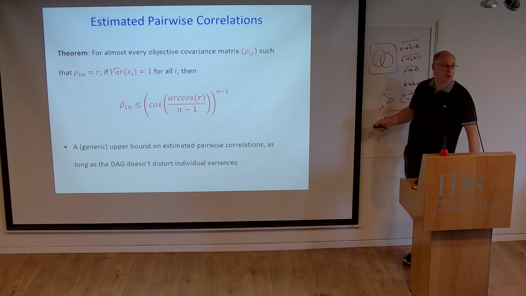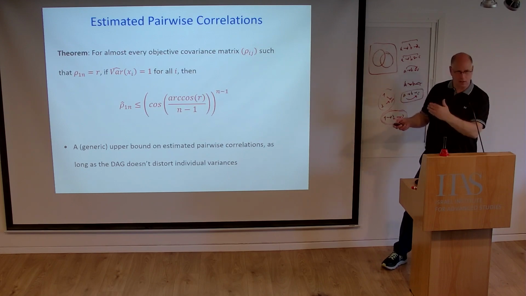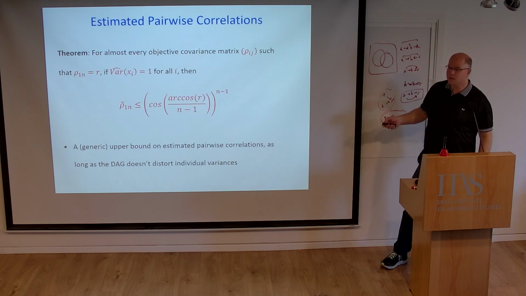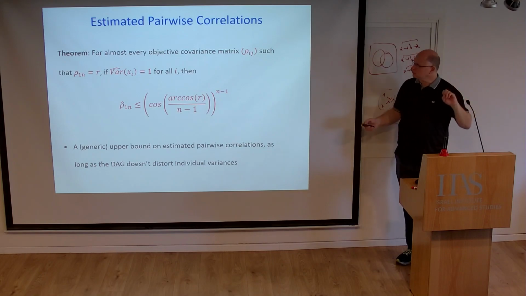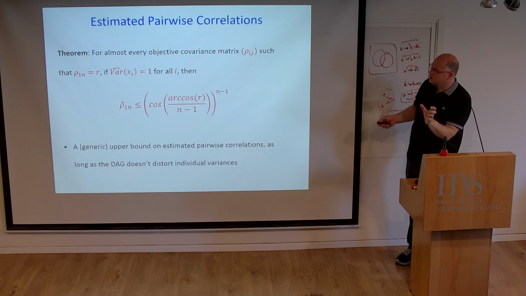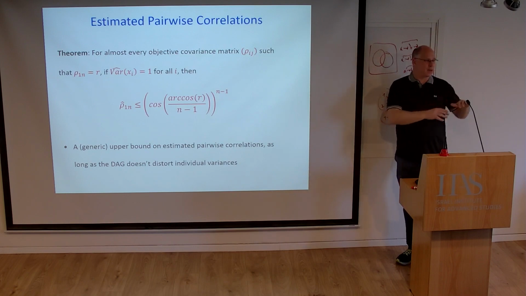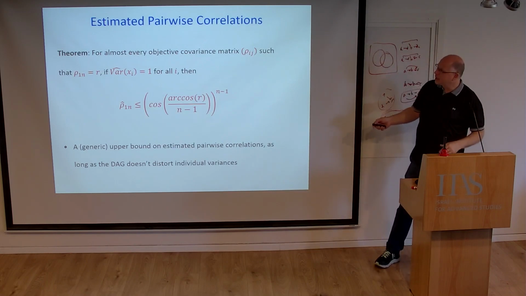But the point is that this is an upper bound, and we still don't understand, just looking at that, whether this is really big, this is not so big. We don't have a quantitative sense of that yet. That will come in a couple of slides. The point is this is an upper bound. So again, the claim is take a wrong DAG, fit it to the correlation matrix, where the correlation matrix satisfies this objective correlation between 1 and n. If your DAG managed to keep the individual variances intact, you didn't distort them, then that's the maximum it can do. If we didn't have that constraint, we'd be able to do more than that.